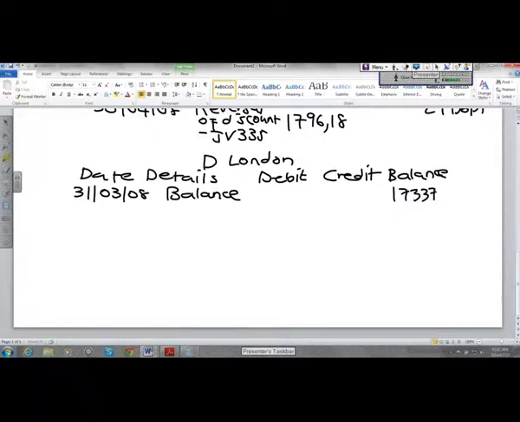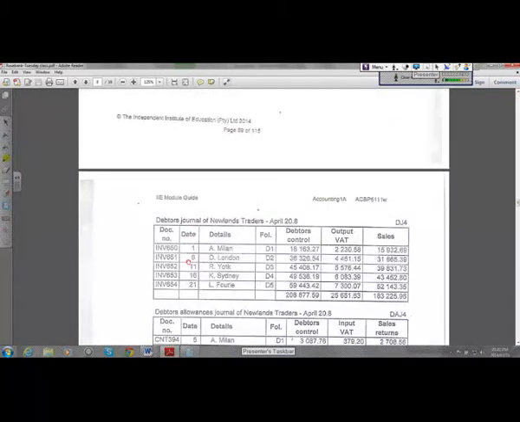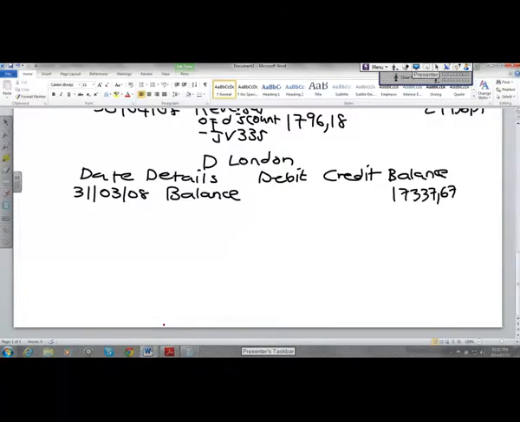17,337.67. And then once we put down the balance, we go to the transactions involving D London. Okay, so let's say it's the second one. So invoice 651 on the 6th. Okay, so let's go put it. So on the 6th of April, 08, so these were credit sales.